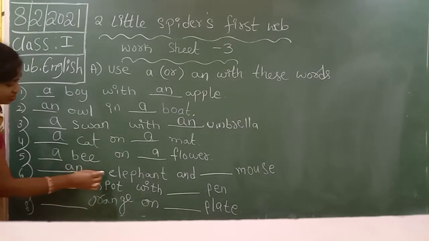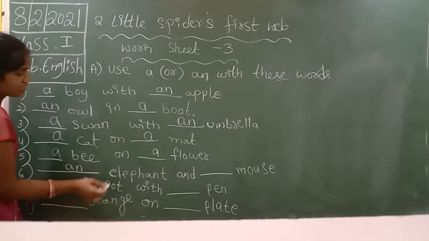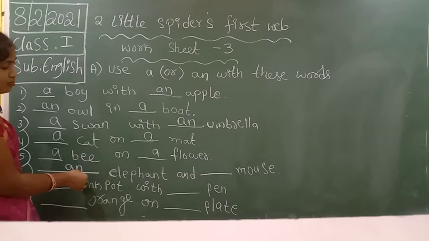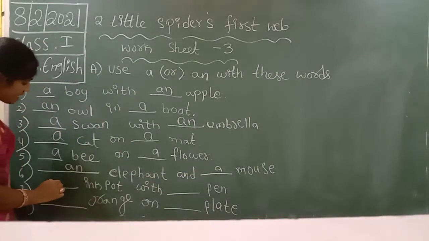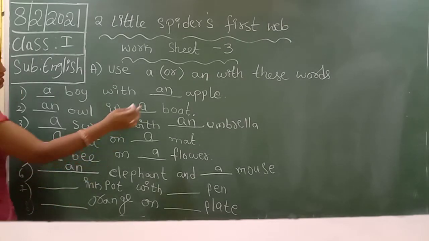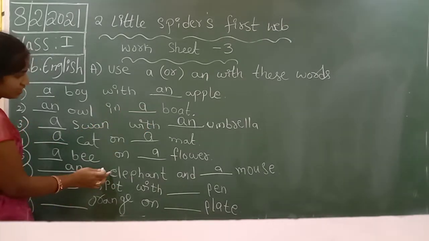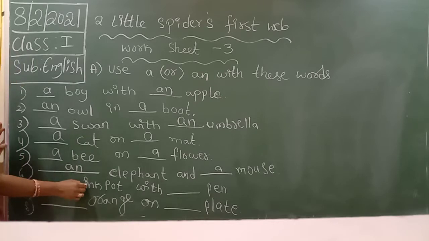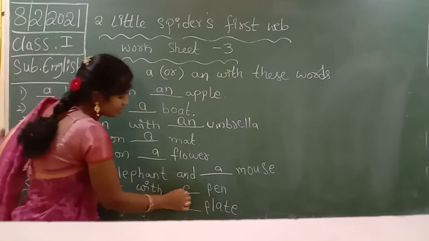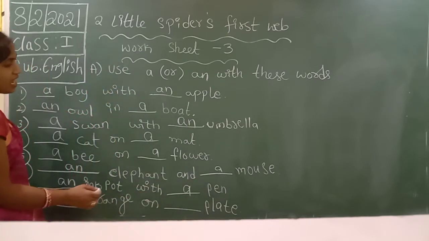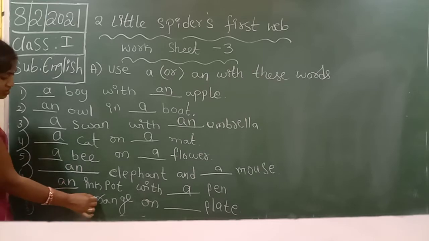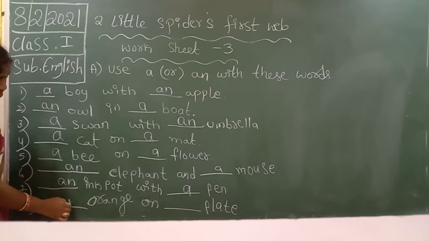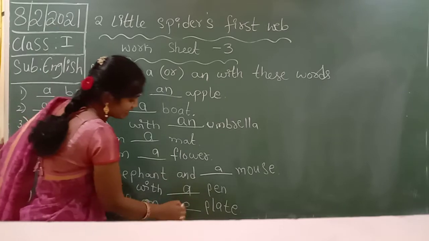An elephant. So A, E, I, O, U before, we have to write an. An elephant and a mouse. Next, an ink pot. So here A, okay, E, here I. So I is also a vowel. An ink pot with a pen. Okay, A, E, I. Next, O. Where is that O? Orange. So, an orange on a plate.